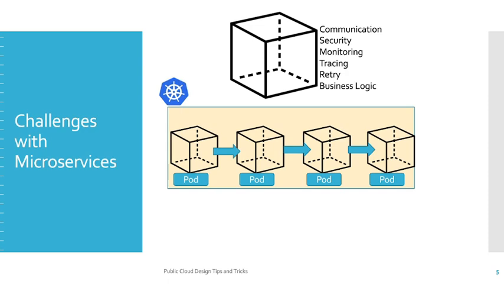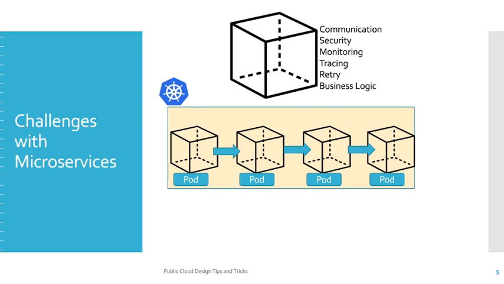Then the monitoring: you definitely need to know how many times a service is getting invoked, and which services are invoking that service. All the monitoring and traceability aspects need to be captured. The retry mechanism also needs to be established, so that when you are invoking a service and it is not available at that time, there is a solution where you can retry the invocation until that service is available. And at the end, you also have to write your business logic.